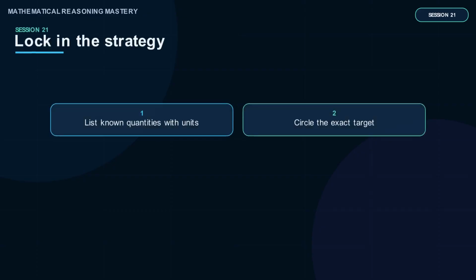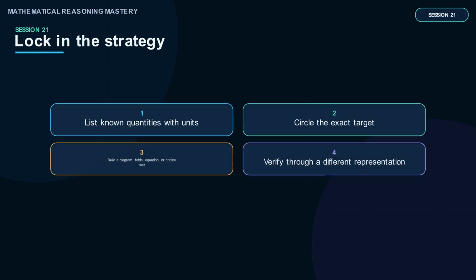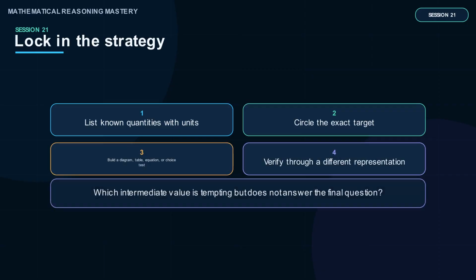The central message is to translate unfamiliar situations. Combine that with the discipline to choose a useful representation. Finish by remembering to use answer choices as evidence. A result becomes dependable only when the method and verification are both clear. Reflection: which intermediate value is tempting but does not answer the final question? Name the exact point where an incorrect path would first become visible.